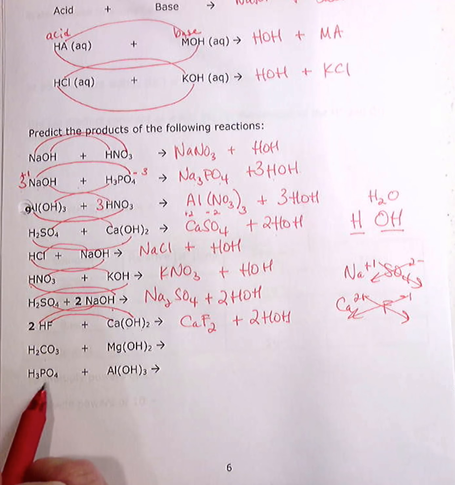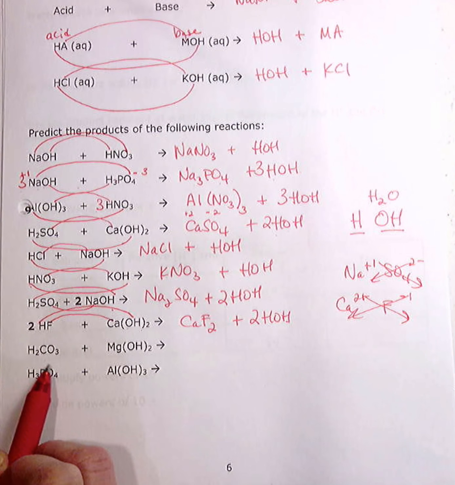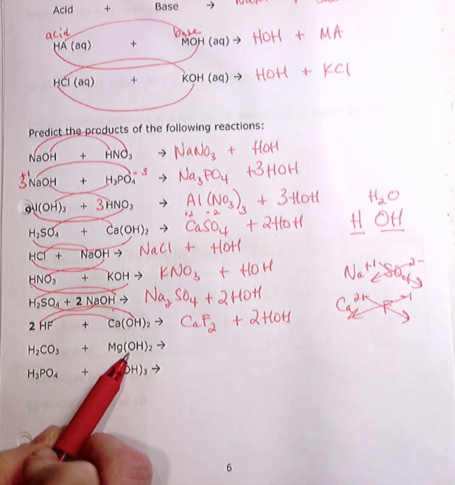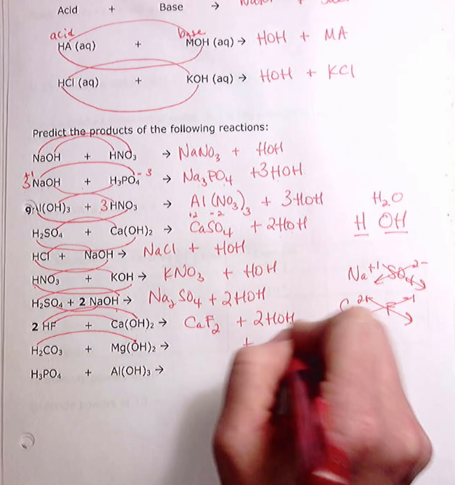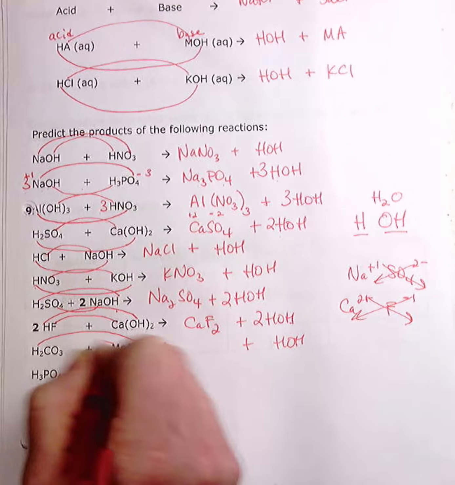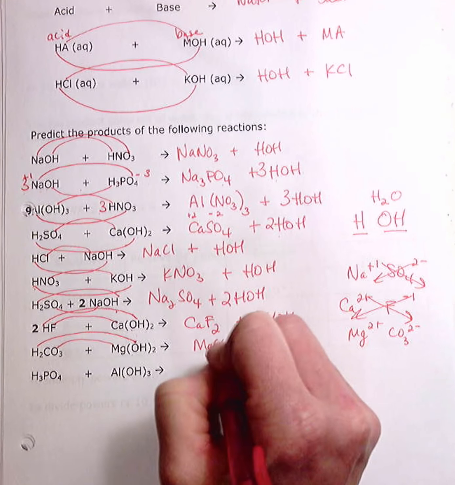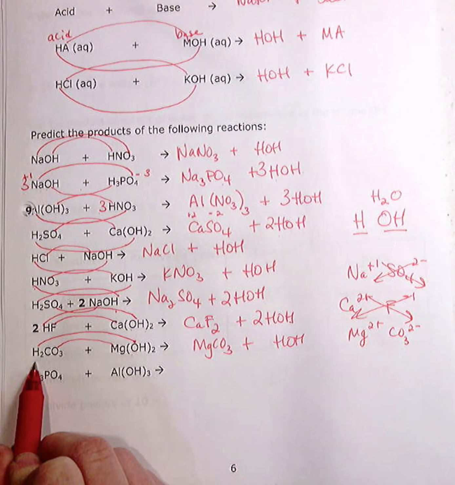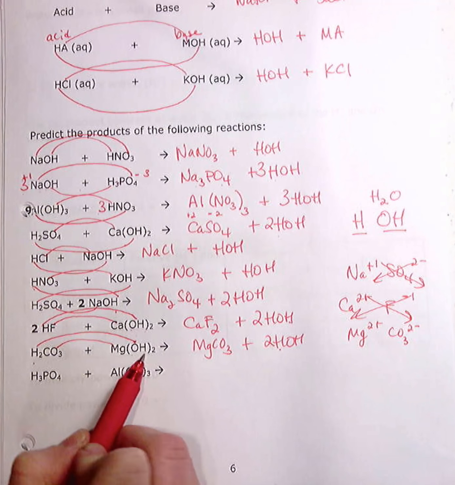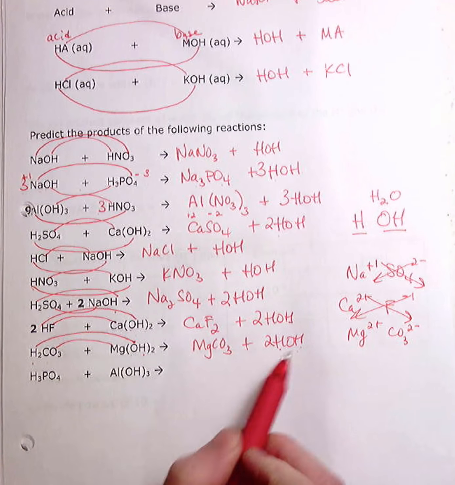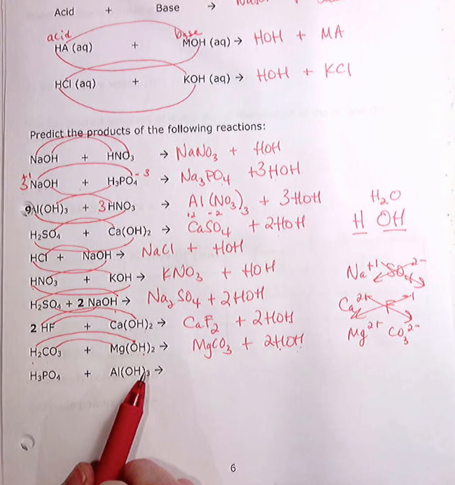All right, this one doesn't have the coefficients, so you have to work a little harder. All right, carbonic acid and magnesium hydroxide, HOH, of course, good old water. Magnesium carbonate, that's going to be a plus 2 and a minus 2, so it's going to be MgCO3. I have 2 hydrogens here, 1 hydrogen here, so 2 hydroxides, 2 hydroxides now. So it looks like we are all balanced on that one.